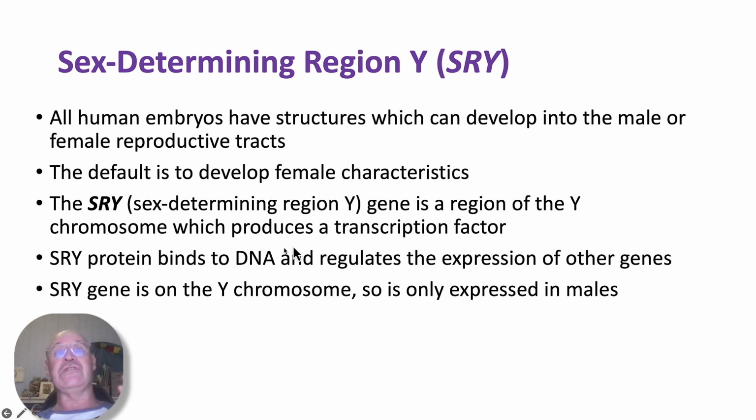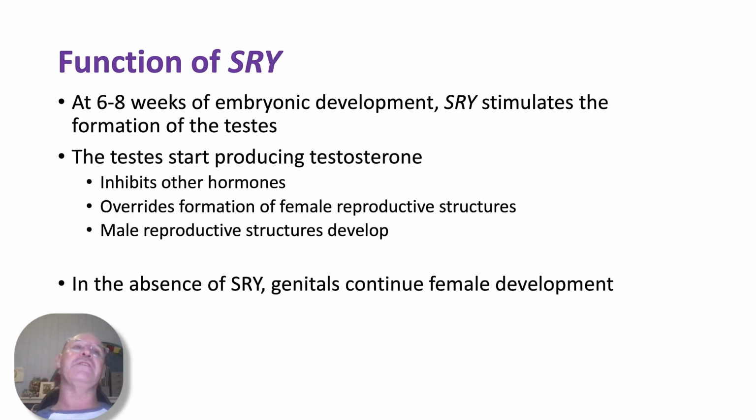And it produces a transcription factor, which is a protein that binds to the DNA and regulates expression of other genes. Specifically, what it does is it stimulates the formation of the testes really early on in the embryonic development. And it's the testes that produce testosterone. And that inhibits the female hormones and overrides the formation of the female reproductive structures such that the male reproductive structures develop. In the absence of the SRY, genitals continue in the female development.